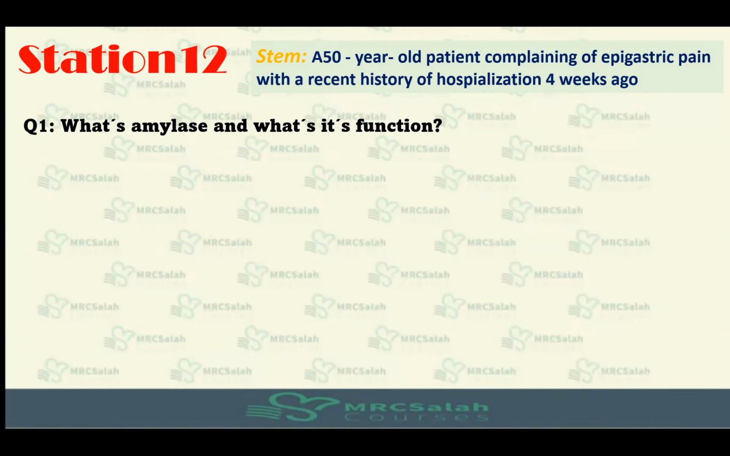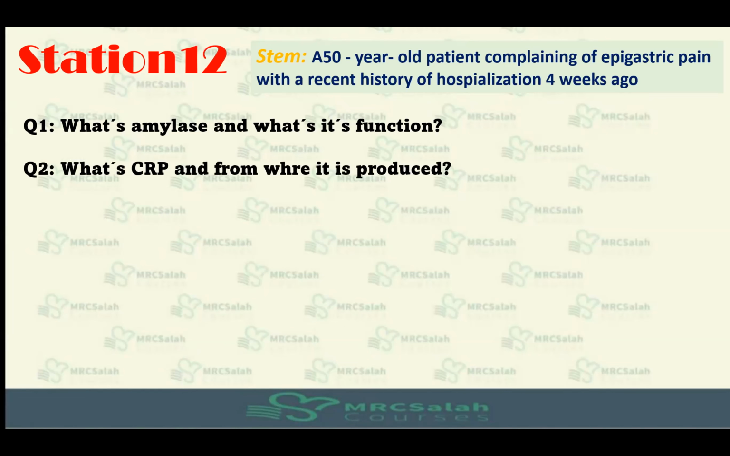Yes. Thank you. Oligo and monosaccharides? Yes. It breaks starches down to less complex sugars, which are oligo and disaccharides.